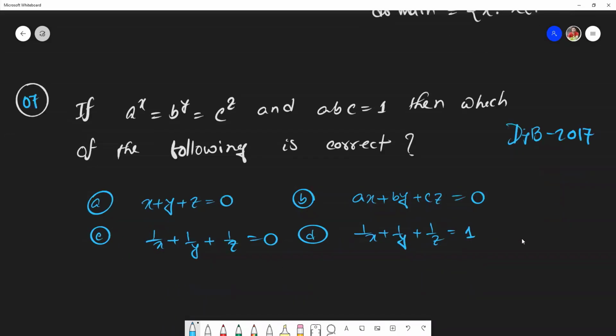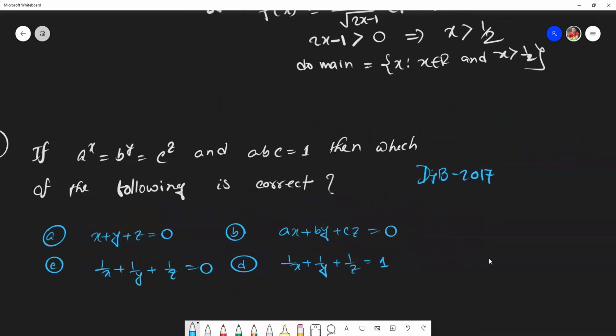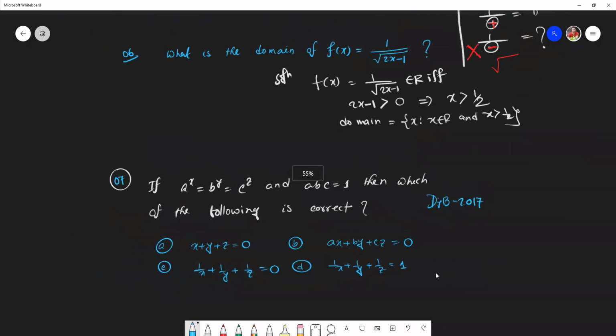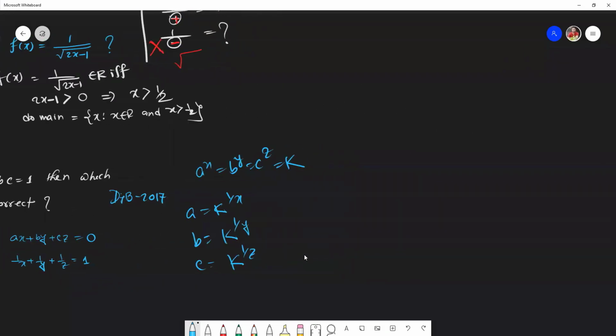Okay, let me review. These types of questions are easy if we think. We have another question. So I will first write it. Here a to the power x equals b to the power y equals c to the power z. Consider this one as k. So directly a is k to the power 1 by x, b will be k to the power 1 by y, and c will be k to the power 1 by z. According to the question, abc equals 1. So now write here abc equals 1.